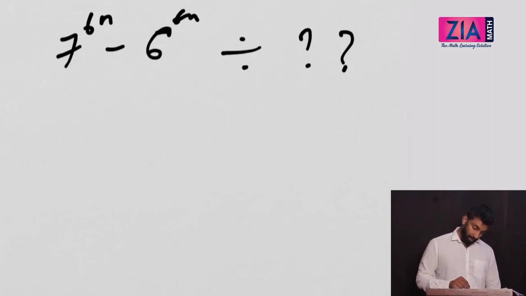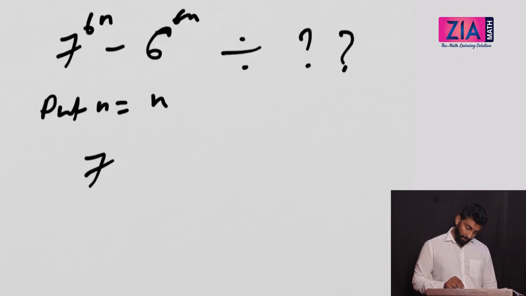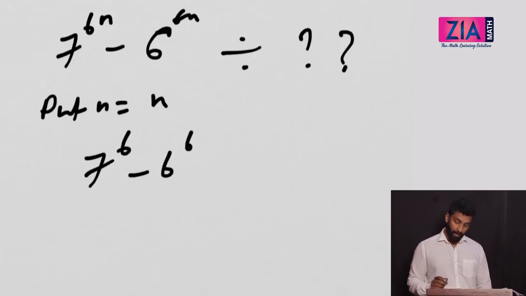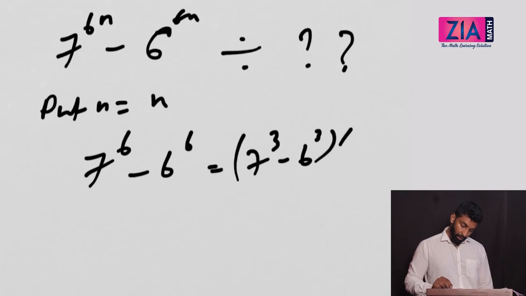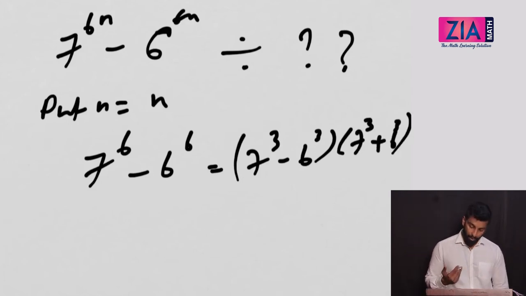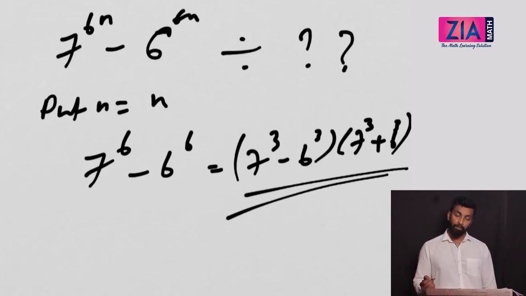Okay, just put n is equal to 1. You will get 7 raised to 6 minus 6 raised to 6, right? So 7 raised to 6 minus 6 raised to 6 means 7 cube minus 6 cube into 7 cube plus 6 cube. We are just writing it in terms of a square minus b square, a plus b into a minus b, right?